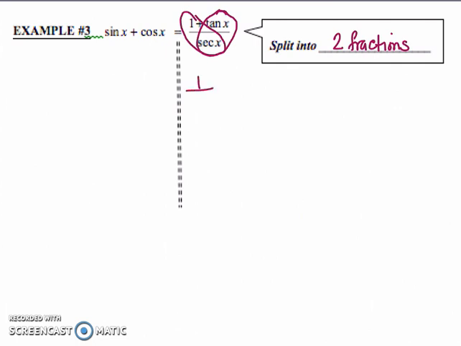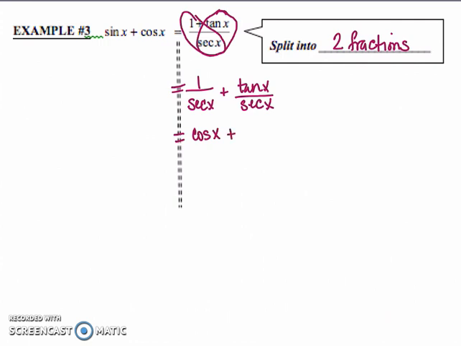So this is going to become two fractions. It's going to become 1 over secant x plus tangent x over secant x. That's going to be my first step. And then my next step is going to be to change everything to terms of sine and cosine. I know that 1 over secant, that's going to be cosine, right? Because secant is the reciprocal of cosine. So this is going to become cosine x.